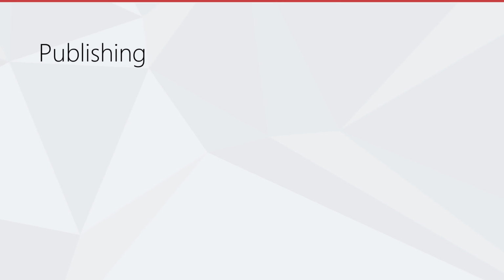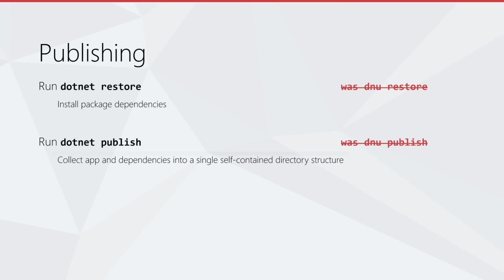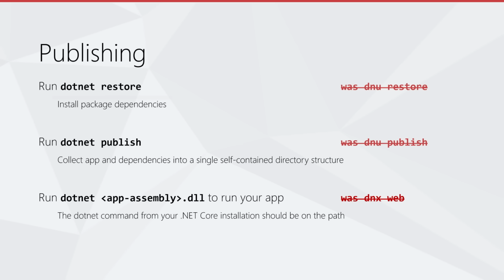So let me get you through how you publish the app. You run .NET restore. In ASP.NET 5, it was DNU. You don't have that anymore. You call .NET. The command is the same, but the tool is different. .NET publish is the command that takes care of packaging whatever files have to go out that are ready for deployment. And once it comes time to run that, all you have to do is say, okay, .NET, I want to run this assembly, and that's it.